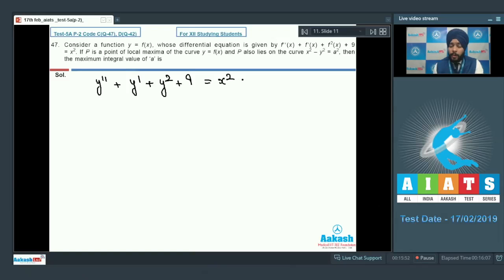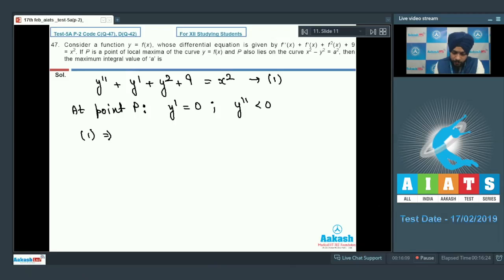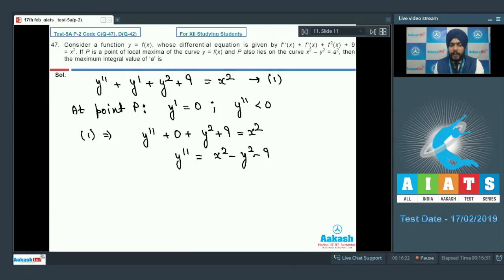P is a point of local maxima. At point P, it is a point of local extremum, that is why y dash is 0. It is a point of local maxima, that means y double dash is negative. So we have from this equation, let us say equation number 1, y double dash plus 0 plus y square plus 9 equals x square. So y double dash equals x square minus y square minus 9, and that is negative.